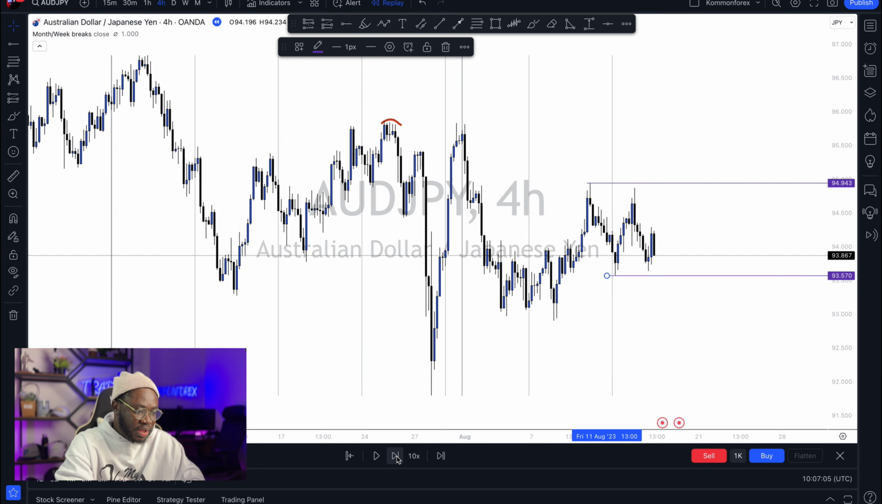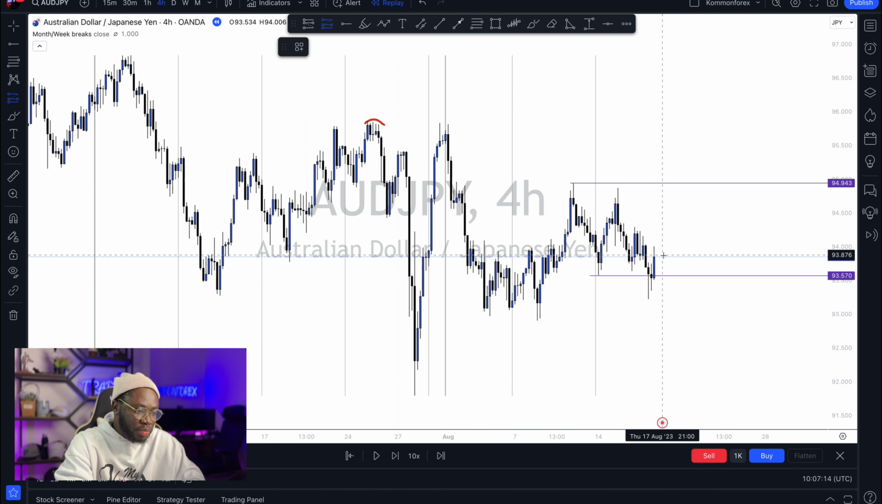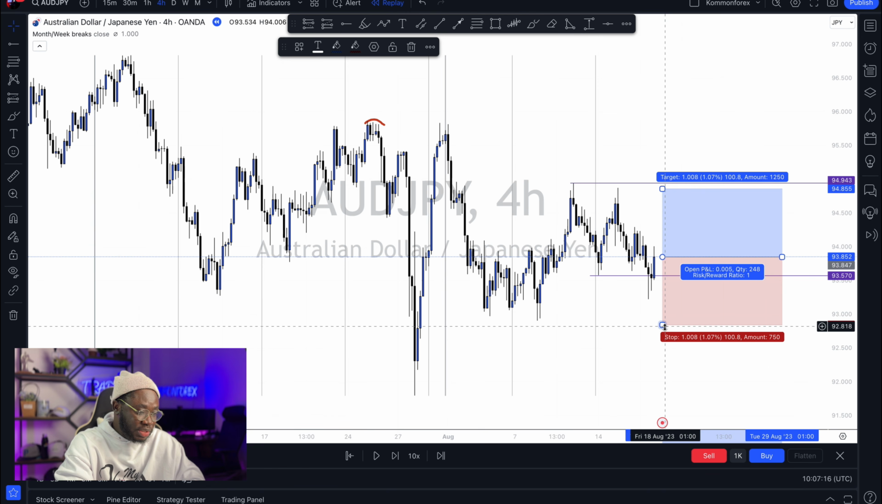So it drops, it doesn't get to the support. I don't trade here. It gets to the support here finally. What do I get? I get a confirmation here, which is now a bullish engulfing. It can even be a morning star.